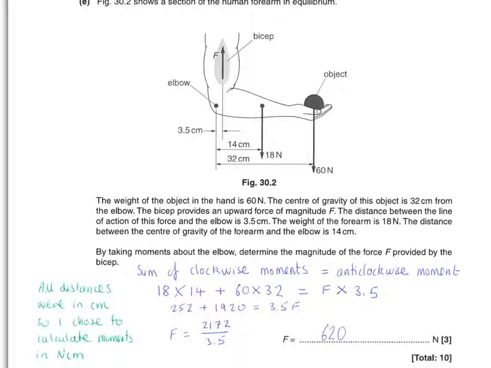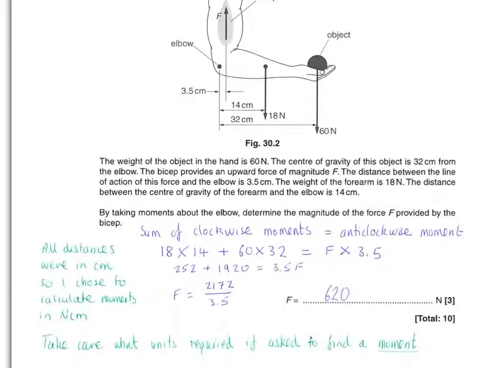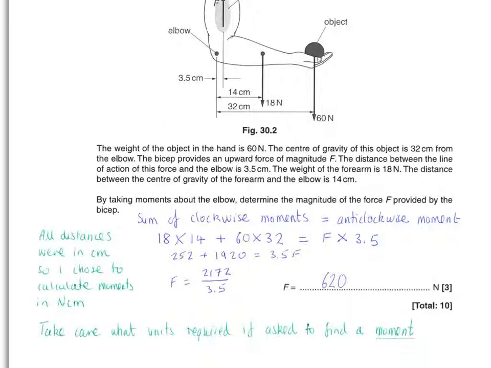Now we have a new diagram showing a human forearm, and this text here is just confirming all the information given in the diagram. So it makes sense to read it through, and as you read it through, match each piece of information and make sure you're just interpreting it carefully. You're asked to take moments about the elbow joint and to use that to find the unknown force provided by the bicep here, this unknown force.